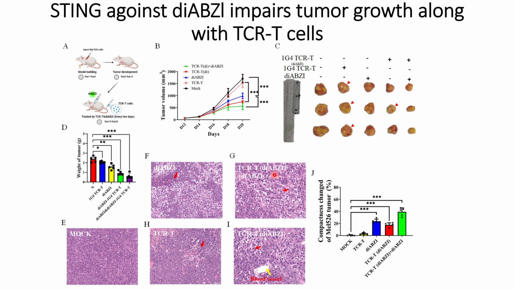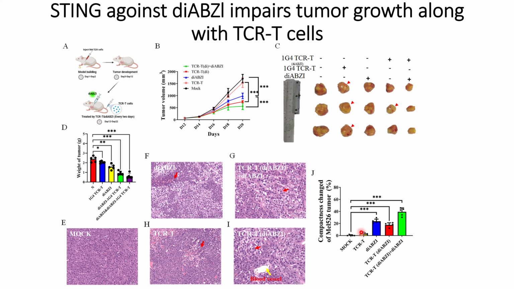These things are quantified in panel J, where we can see that the reduction in the compactness is high where T cell receptors treated with DiaBZl and the DiaBZl are used in the mouse models injected with MEL 526 cells. However, the compactness is minimum when only the T cell receptors are used.